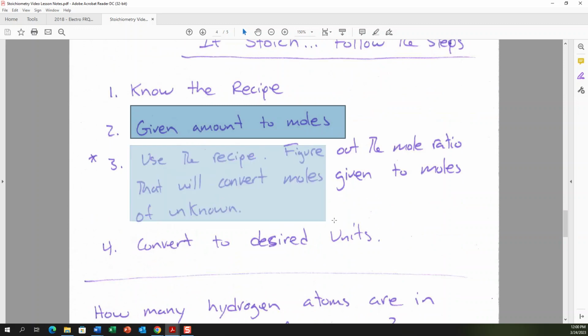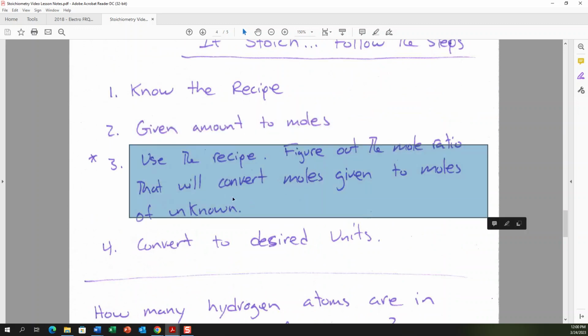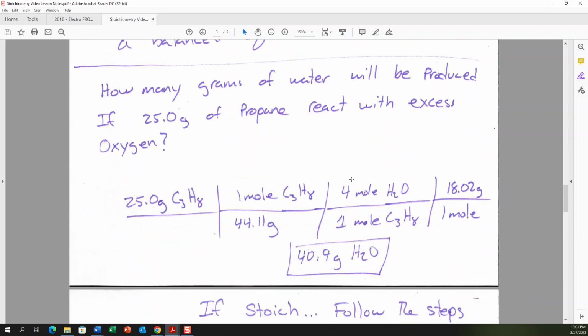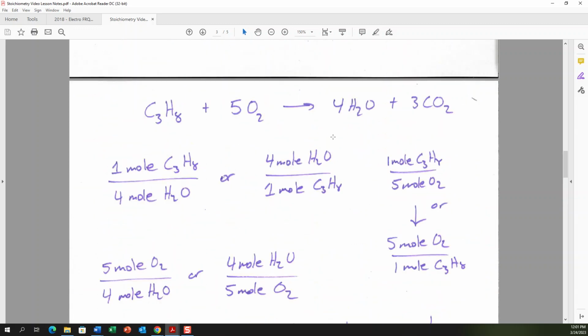Step 3, use the recipe. Follow the recipe. This will be the stoichiometric step. That's why I started here. It's going to be your conversion, using your recipe to convert moles of the given substance to moles of your unknown. So here, what did we want? We wanted water. So water was our unknown and propane was our given. So we put the coefficient of the given substance on the bottom, 1, and we put the coefficient of what we were looking for on top. That cancels out moles of the given and gives us moles of the unknown, right? And so moles of the unknown are coefficient of the unknown on top, coefficient of the given on the bottom.